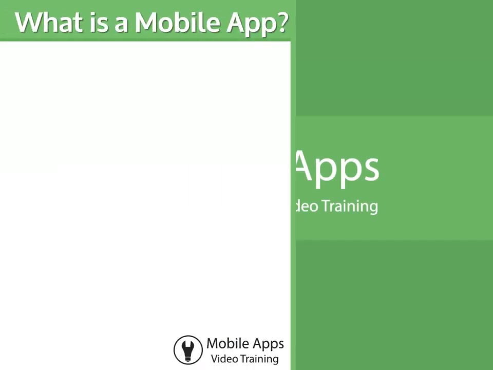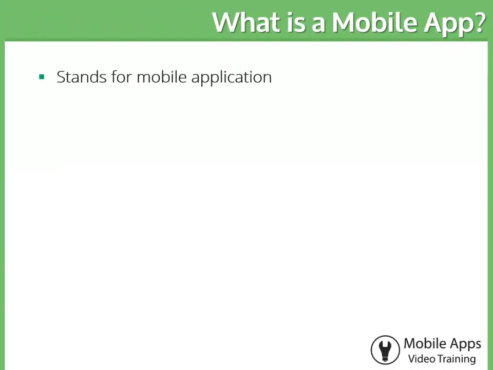What is a mobile app? The phrase mobile app stands for mobile application. It is application software that is created to run on mobile devices such as smartphones and tablets.